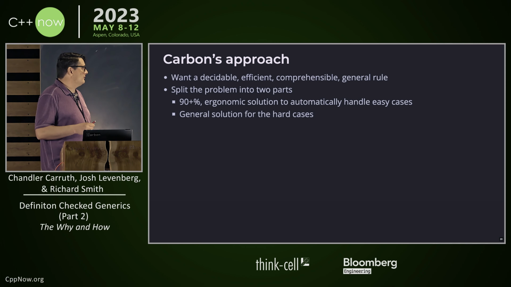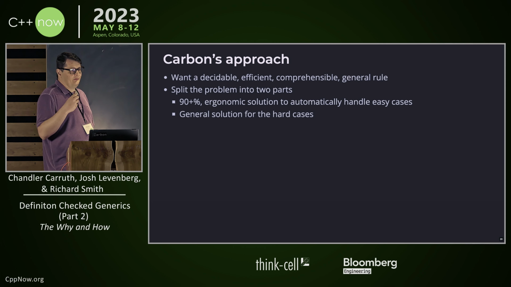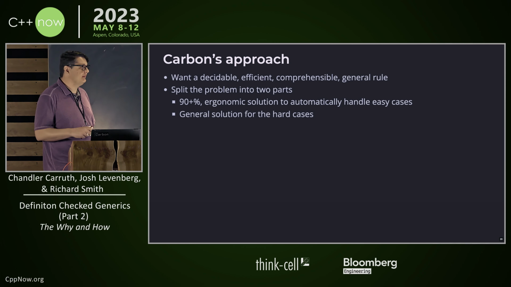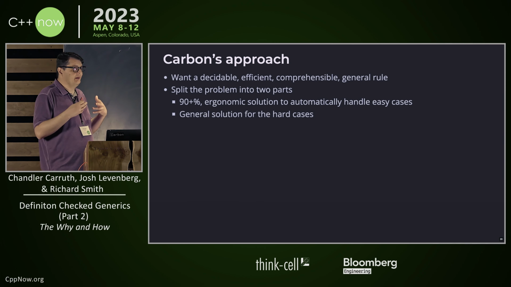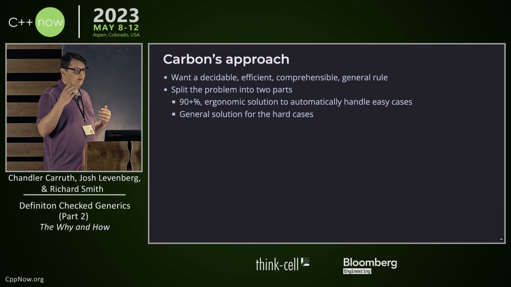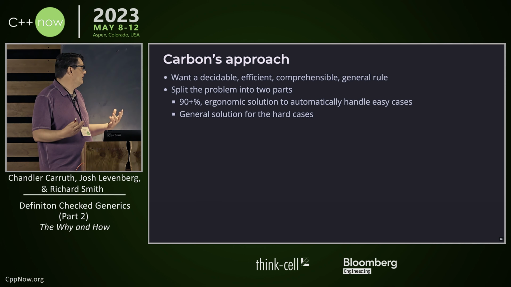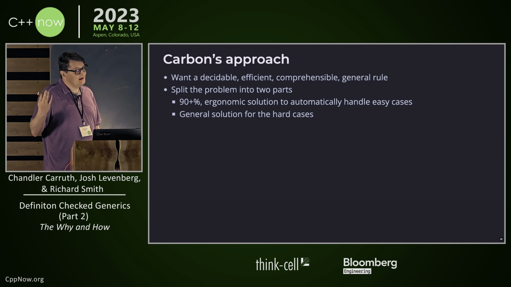So we decided we'd split the problem into two parts. One part is addressing the 90% case, an ergonomic solution that for the cases where you don't hit the hard problems will just automatically do the right thing. And then for the remaining cases where you are in one of these tricky situations where there might be some kind of cycle of types getting more and more complex, we're going to have a general solution so you can still handle that. But it may be less ergonomic.